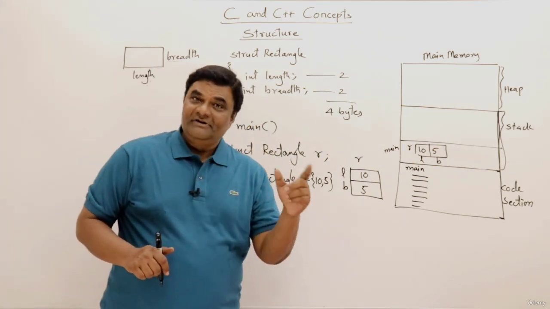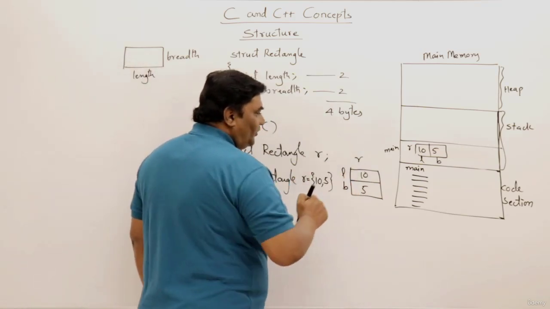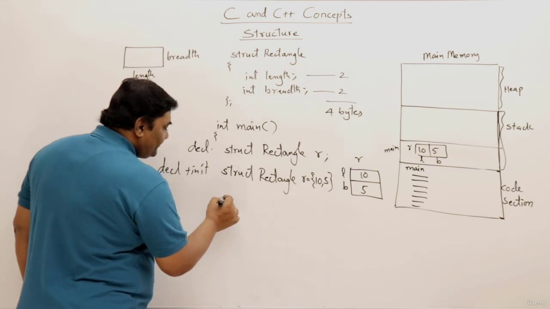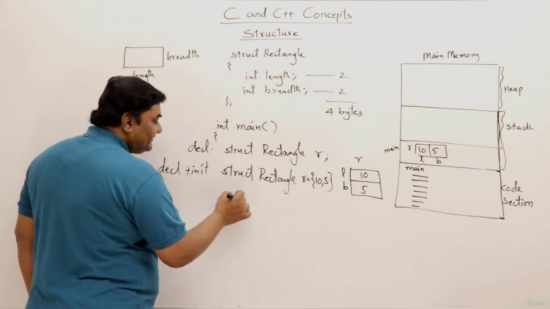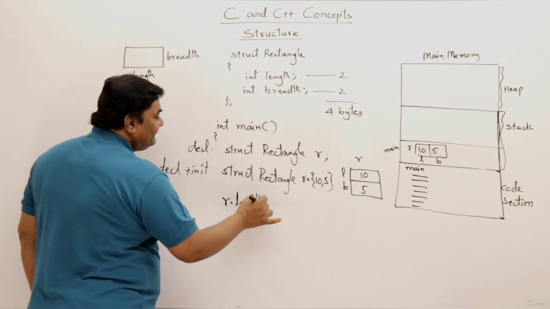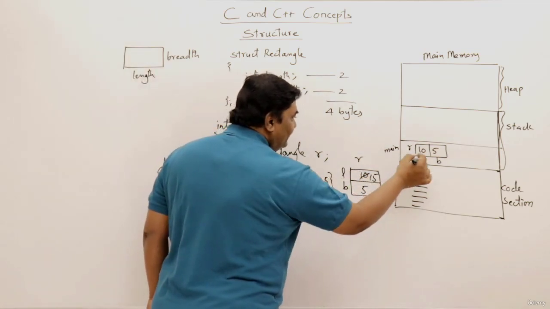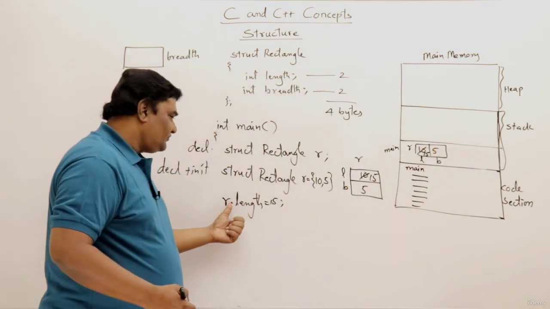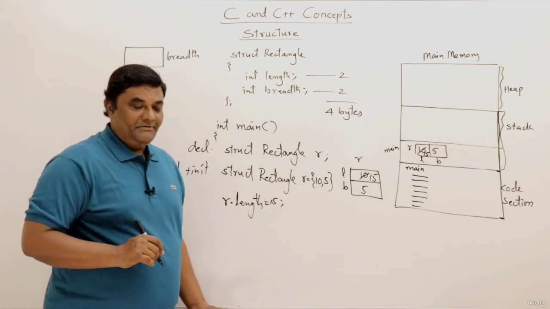Now, how to access the members of this structure? Suppose I want to access this length. I want to modify it to 15. So for accessing the members of a structure, we should use the structure variable name and a dot length. So this is length, assign 15. So this value will be changed to 15, right? So it is changed to 15 in the memory. So this is how we can access. So what is the operator used for accessing a member? Dot operator is used for accessing a member.